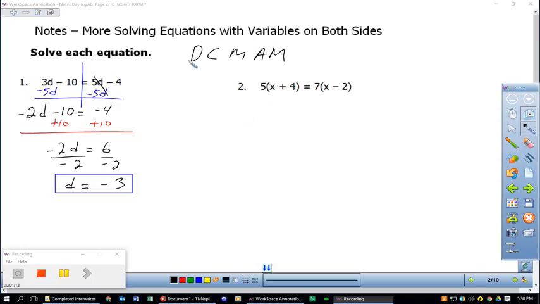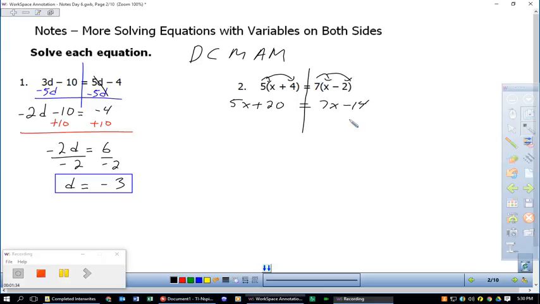All right, number 2, we can distribute here. So we're going to distribute. I'm going to draw my line. Distribute over here. That is 5x plus 20 equals 7x minus 14. We cannot combine like terms because they're on opposite sides here. We can move variables. Subtract 7x from the x term there. Pretty important. Negative 2x plus 20 equals negative 14.